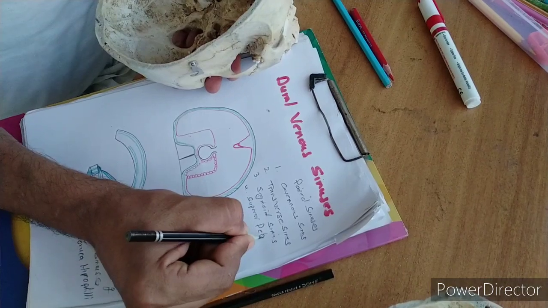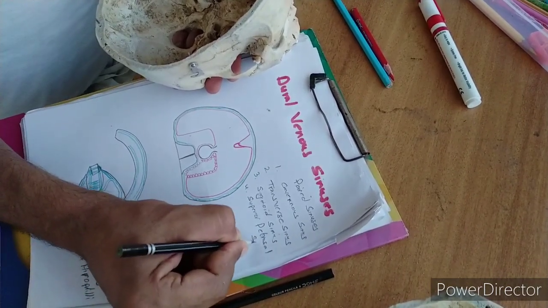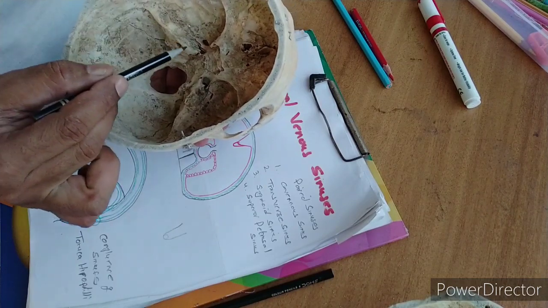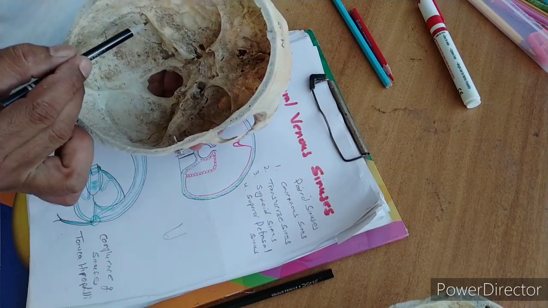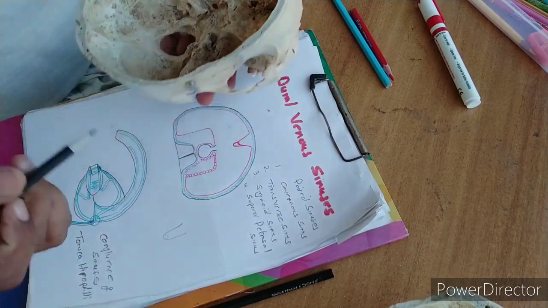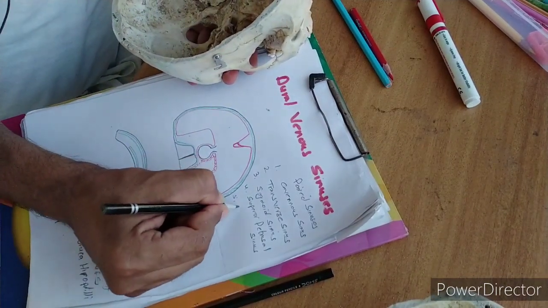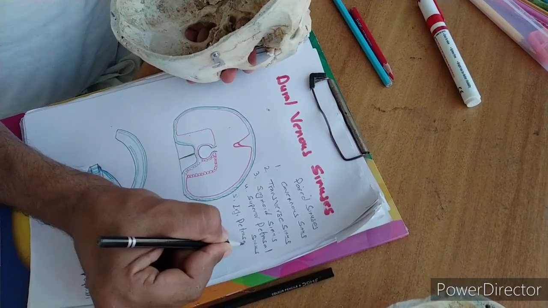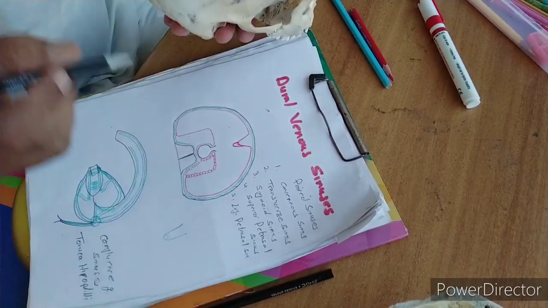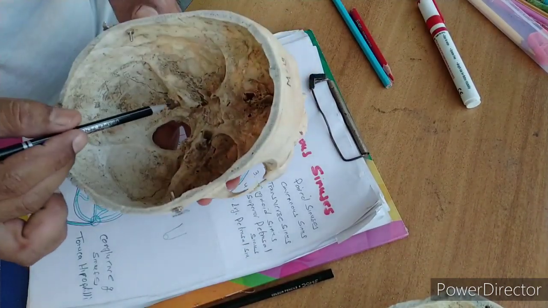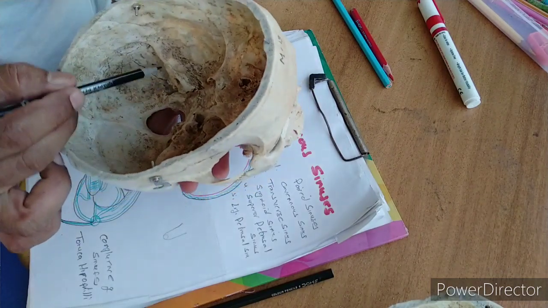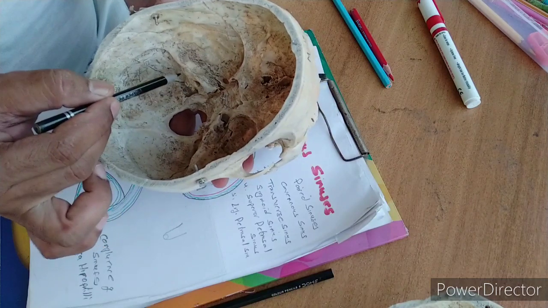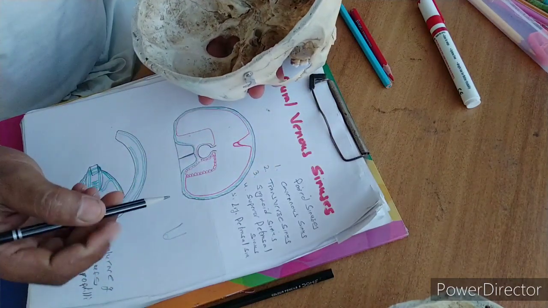Then fourth is the superior petrosal sinus, present here at the upper margin of the attached margin of the tentorium cerebelli. Then the fifth, the inferior petrosal sinus, which is present at the lower border of the petrous temporal bone here. So this is the location of the inferior petrosal sinus.